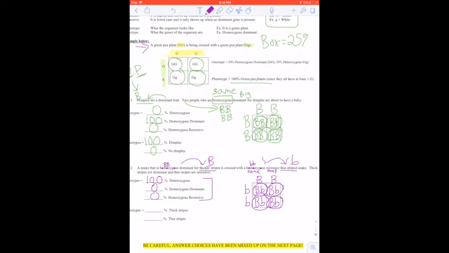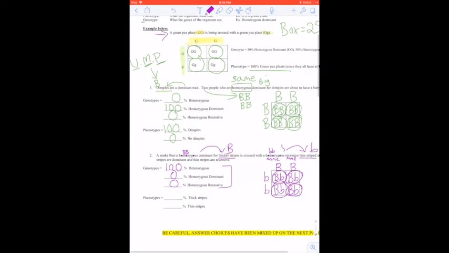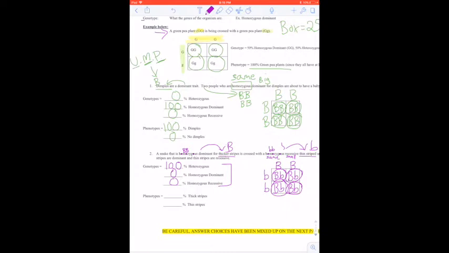Now I need to figure out the phenotypes. So I'm going to look at the Punnett square again. I have capital B, lowercase b. So I have the genes for both thick stripes and thin stripes. So I have to think to myself, if I have thick stripe and thin stripe genes, which ones are actually going to show up? Think to yourself about that. The dominant gene always shows up if it's present. So the thick stripes are definitely going to show up in each one of these boxes. So it's going to be 100% thick stripes and 0% thin stripes.